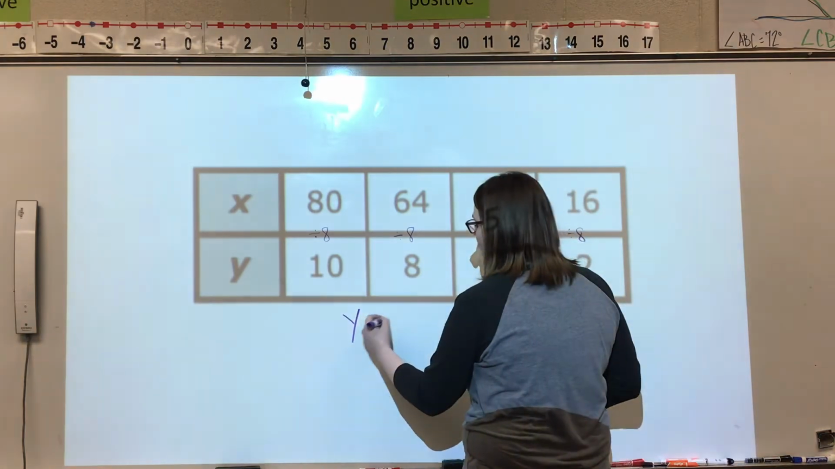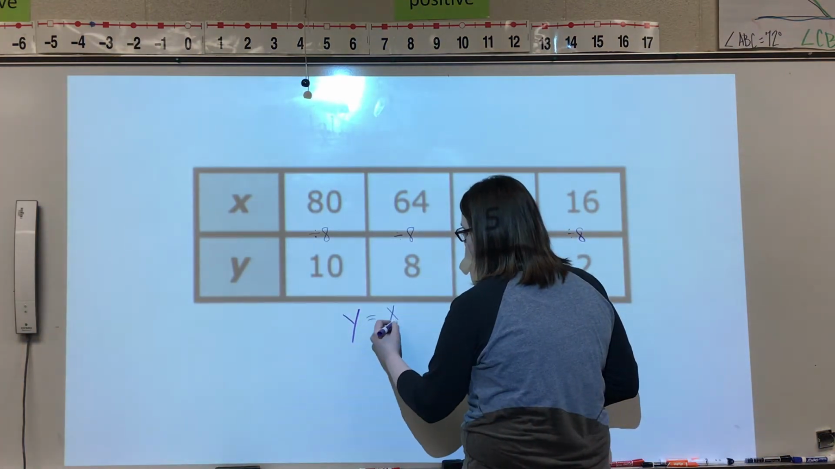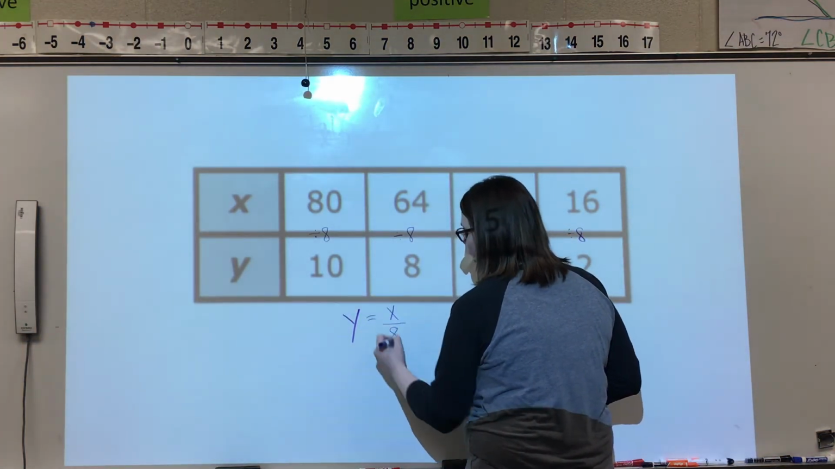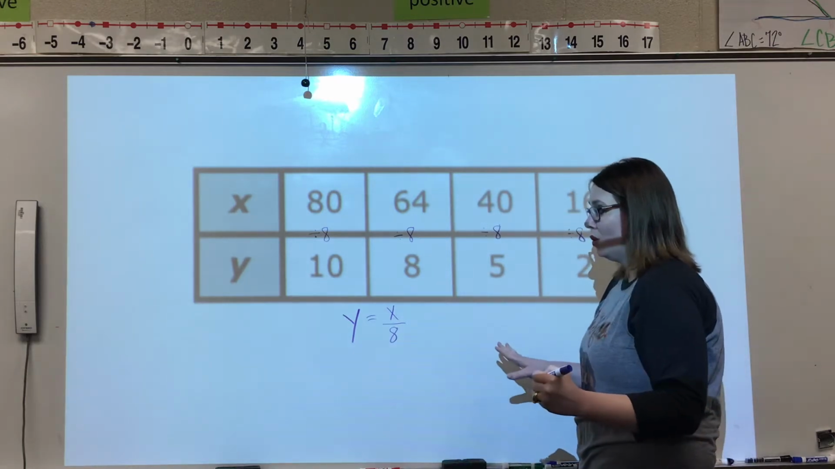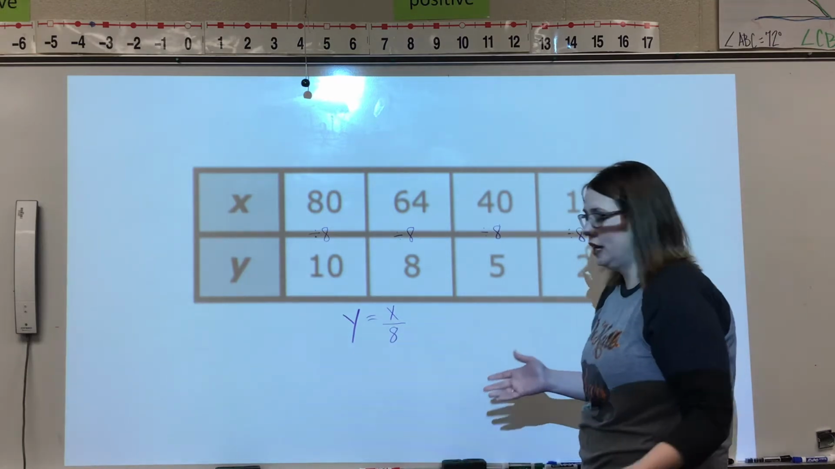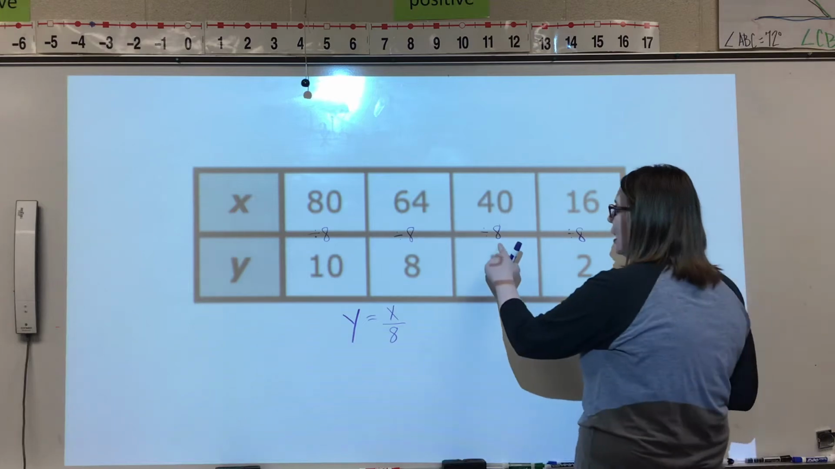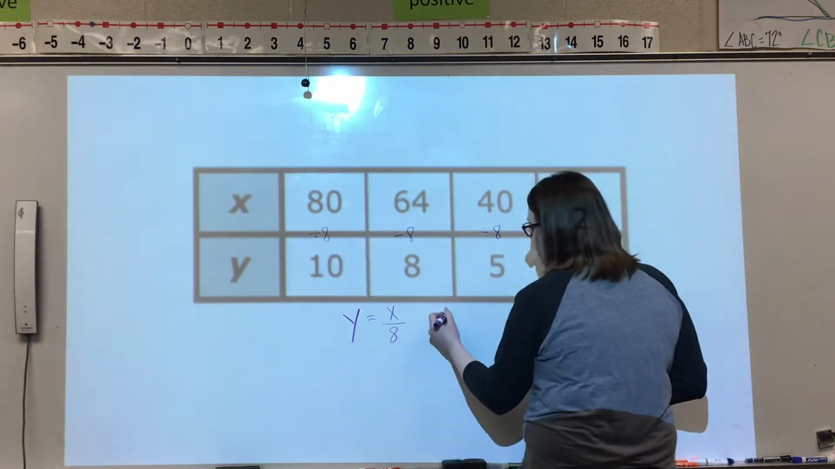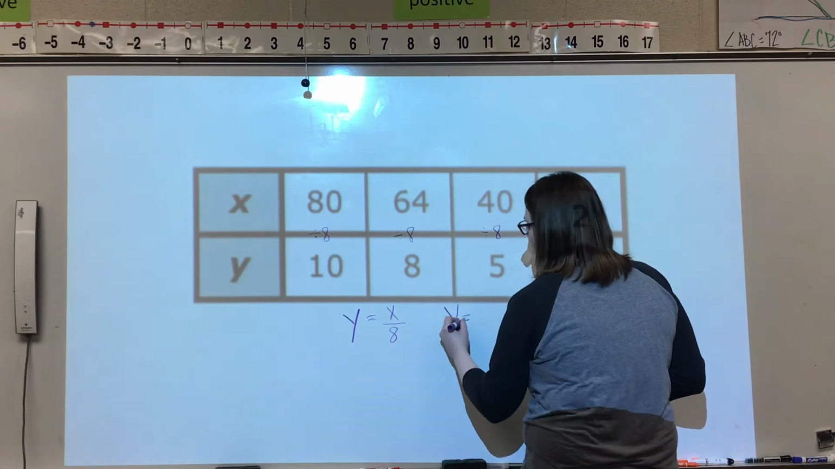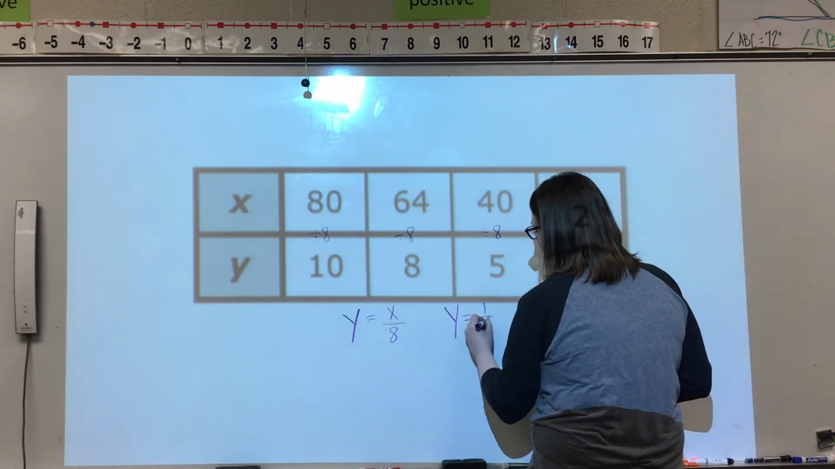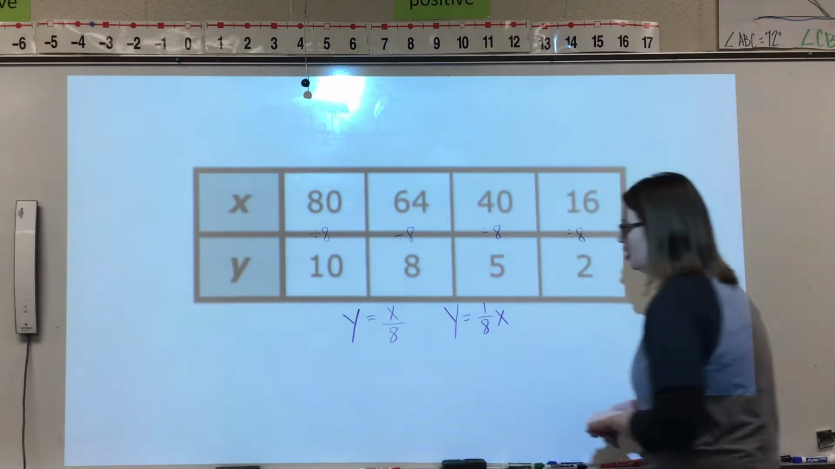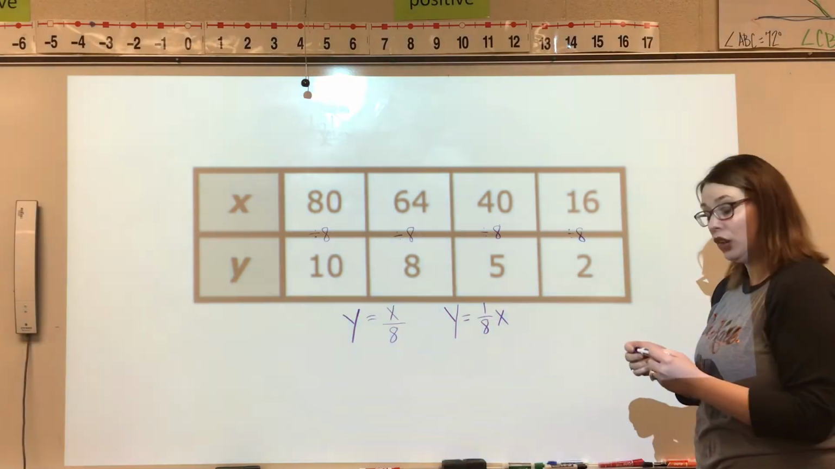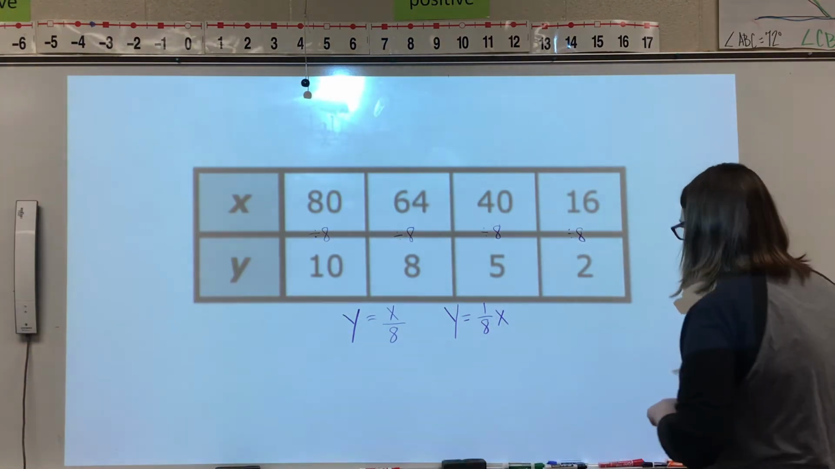We could say y equals x over 8, which would be the same thing as y equals x divided by 8. Or if I divide by 8, it's the same as multiplying by 1/8. So I could also say y equals 1/8 x. They both look different, but they mean the same thing.